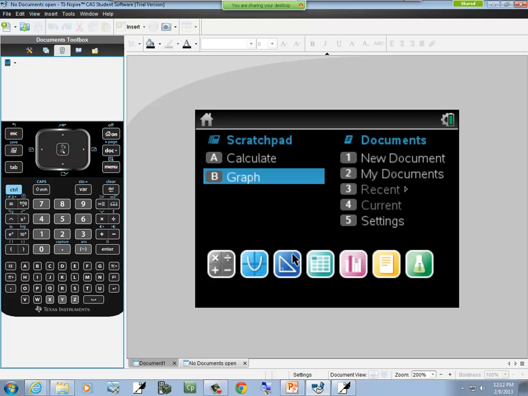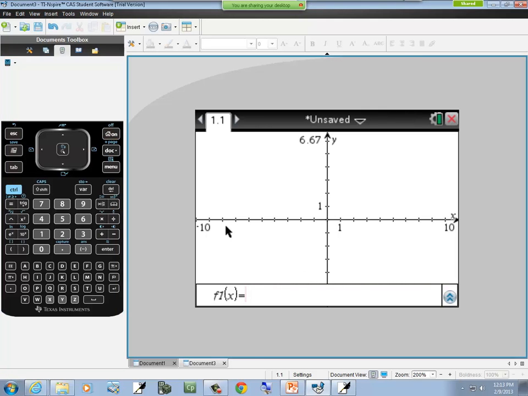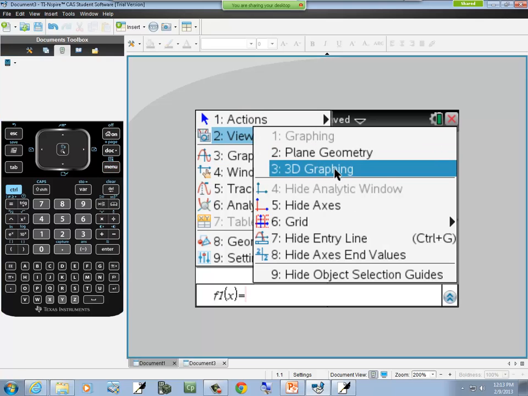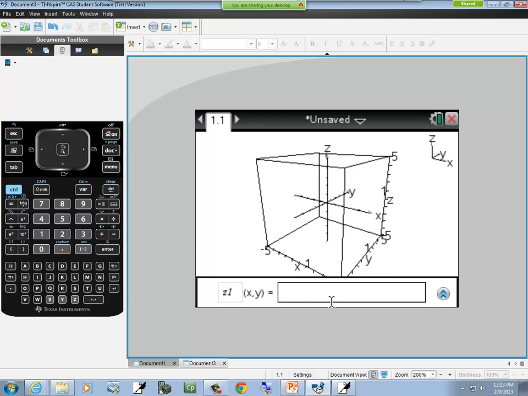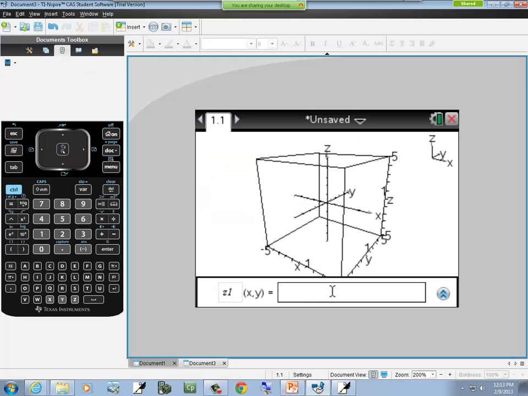But if I come down here, if you're not already there, press your home button. And you should be back to here. And then you can choose this one down here that looks like a graph. Press your menu button, choose View, and choose 3D Graphing. Now down here, we're wanting to put in x squared minus 2xy. So I do x, caret 2, and I'll do my right arrow key to go out of the exponent mode. Minus 2xy. And I'll press enter.